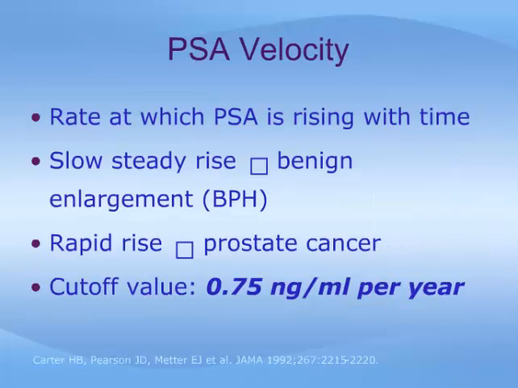PSA velocity is the rate at which PSA is rising with time. In general, a slow, steady rise is more likely to be due to non-cancerous enlargement, or BPH, while a rapid rise is more likely to be due to prostate cancer. The cutoff value that is most widely used is 0.75 nanograms per mil per year. In other words, if your PSA is rising more than 0.75 points per year, with at least 3 measurements taken, then your doctor may be more suspicious of prostate cancer and more likely to suggest a biopsy. It is important to know that PSA levels fluctuate in men with normal, healthy prostates. The PSA velocity is only a guide.